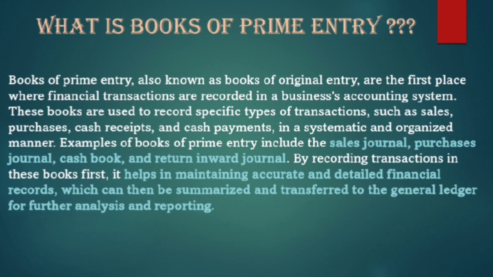These books are used to record specific types of transactions such as sales, purchases, cash receipts, and cash payments in a systematic and organized manner. Examples of books of prime entry include the sales journal, purchase journal, cash book, and return inward journal. By recording transactions in these books first, it helps in maintaining accurate and detailed financial records, which can be summarized and transferred to the general ledger for further analysis and reporting.